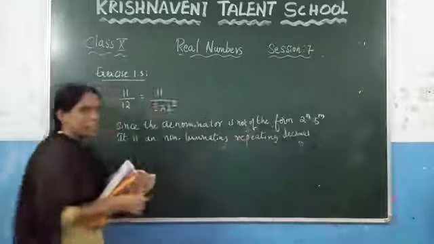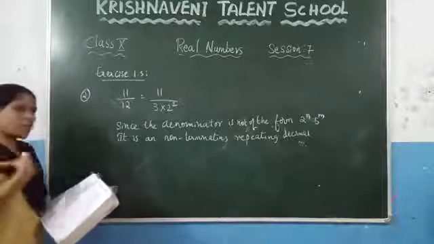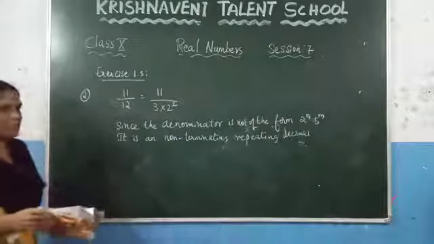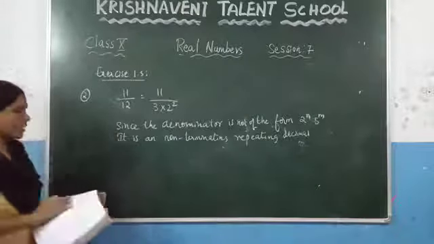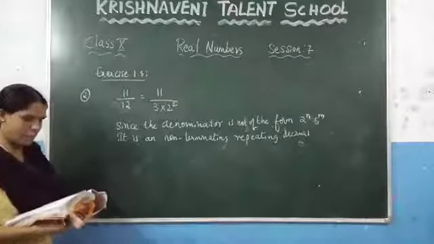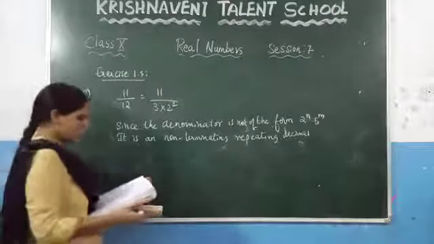Okay. Here, if the denominator is of the form 2 power n and 5 power n, we can say that it is a terminating decimal. Otherwise, we can state it is a non-terminating repeating decimal. Now, see the third question.